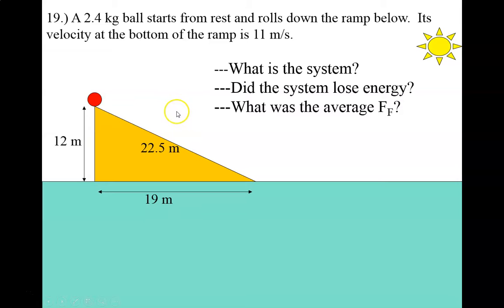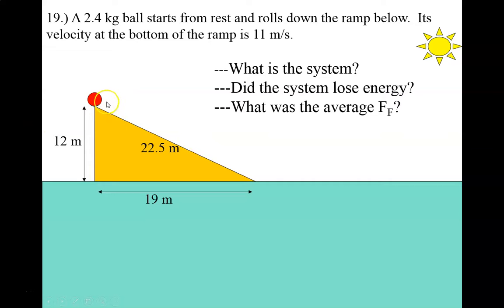So you'll be able to tell when energy is conserved and when it isn't. If we're talking about losing energy, or we're talking about friction acting on our system, we're going to lose some energy due to heat. Otherwise, if we're talking about frictionless surfaces or elastic collisions, things like that, our system's going to be conserved. So did the system lose energy, and what was the average force of friction?